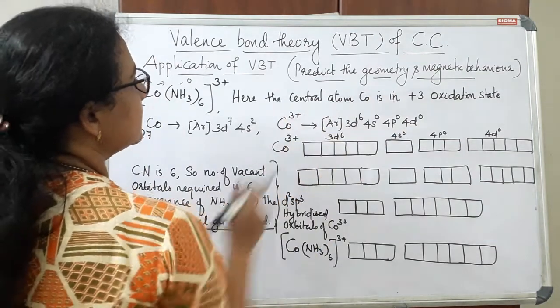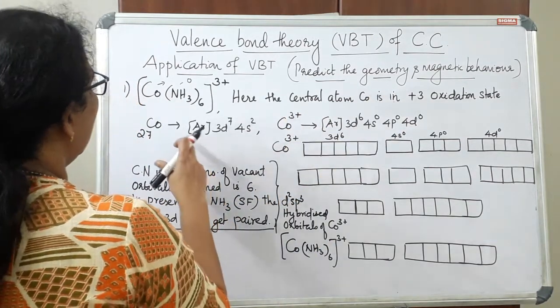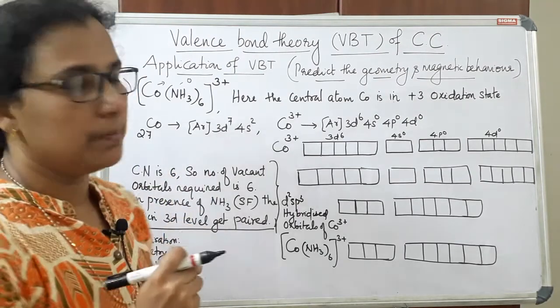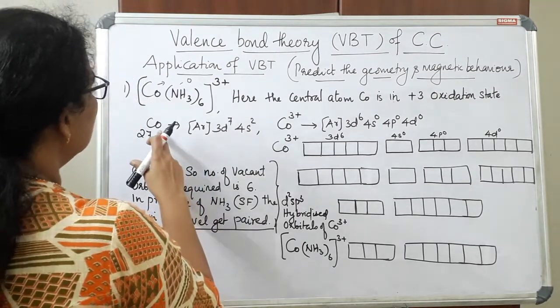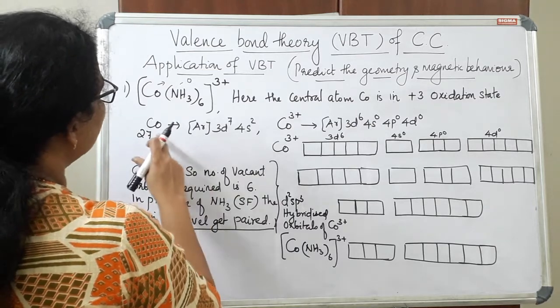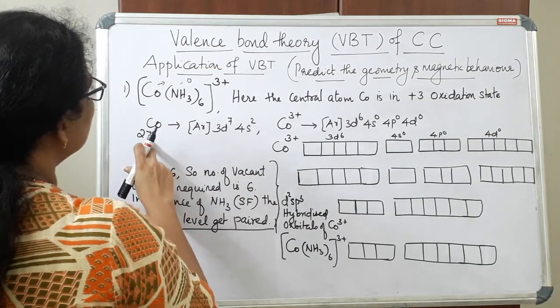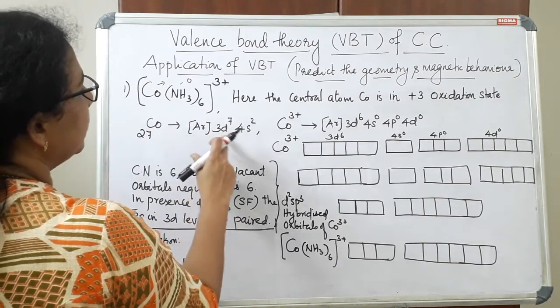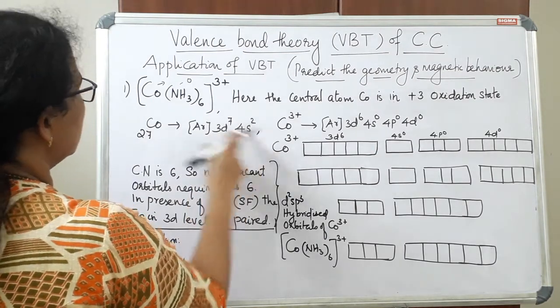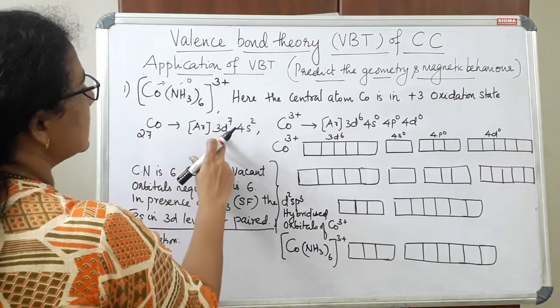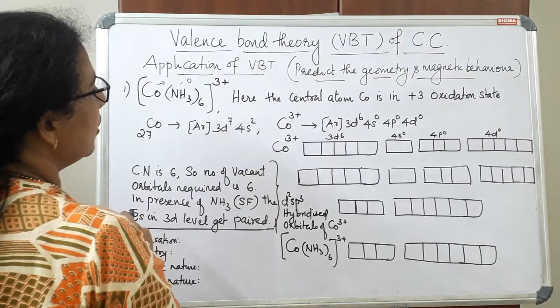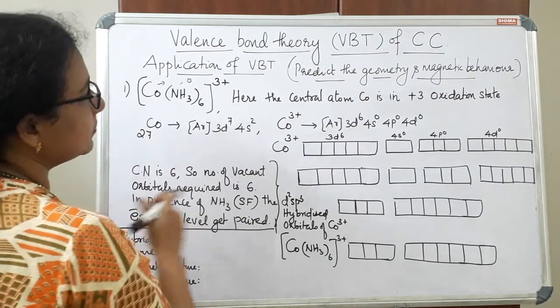Here it is +3 oxidation state, and Co has atomic number 27, which will be given to you. According to the atomic number, we will write the configuration of Co. It is argon 3d7 4s2. So 3d7 4s2 is the configuration of Co.